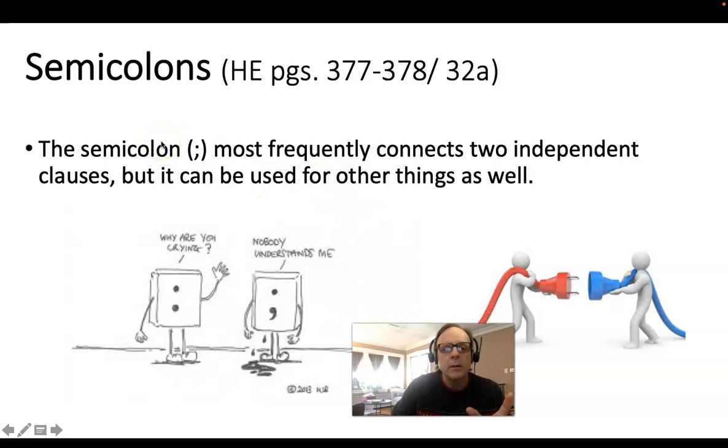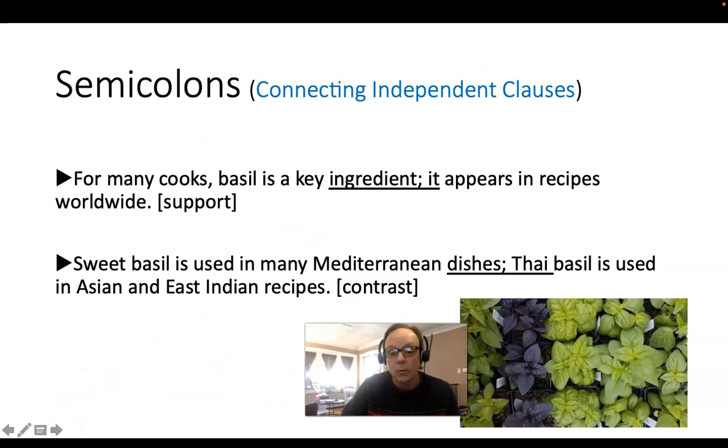But the semicolon, the most frequent use of it is to connect two independent clauses. And an independent clause is just a group of words that has a subject and a verb, and they can stand alone. So it sounds like a complete sentence, right? An independent clause is just another way of saying a complete sentence, basically. But that's what you want to do with a semicolon, connect these two independent ideas. So let's look at how that works, because there's lots of other ways to do that.